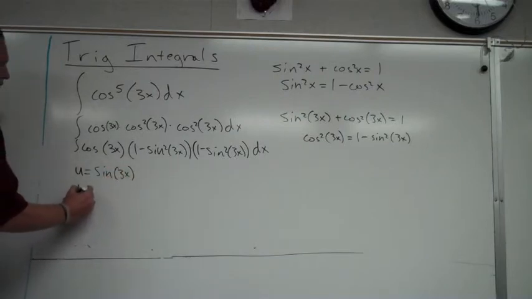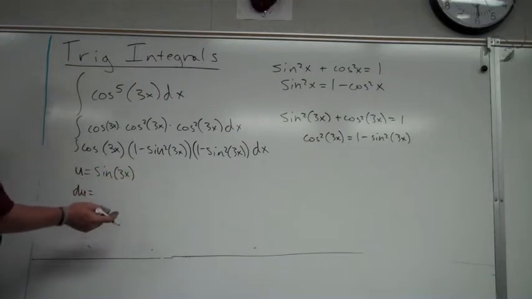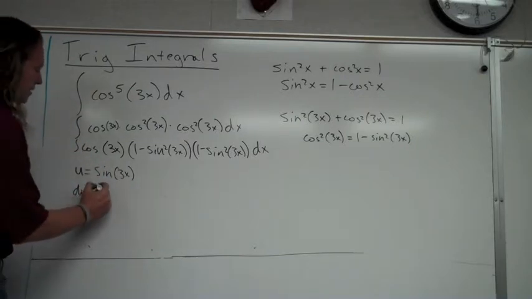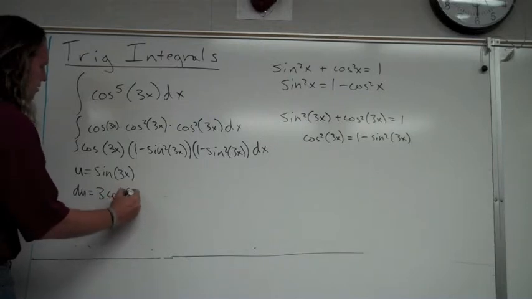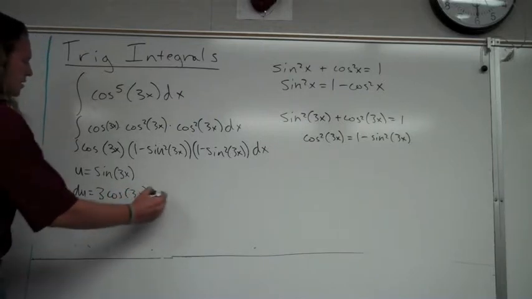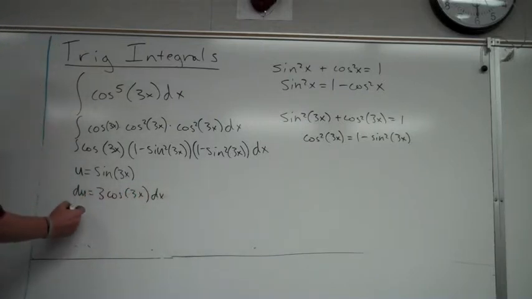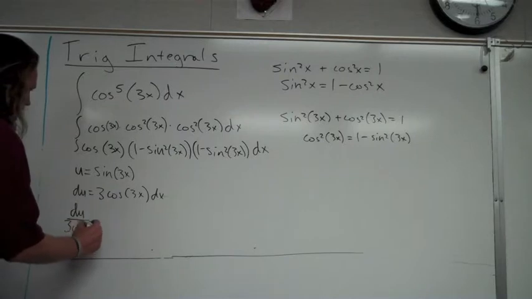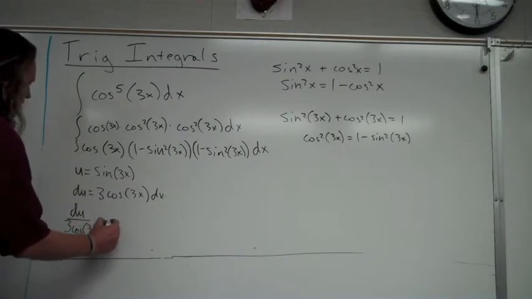So the derivative of that, sine is cosine. I have to use my chain rule, so I have to multiply by the derivative of my inner function, which is 3 cosine 3x dx. Divide by this, so I get du over 3 cosine 3x equals dx.